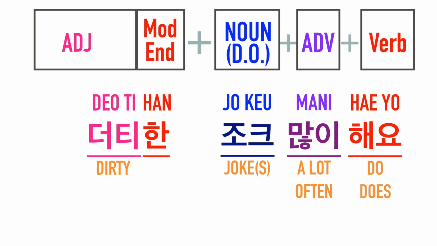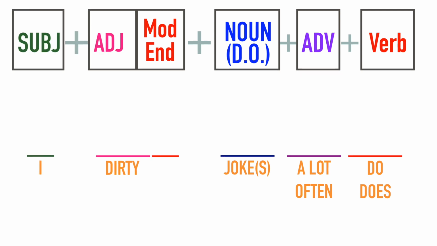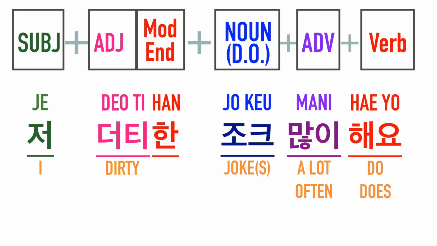And for practice, let's add the first person singular personal pronoun I at the beginning of the sentence as the subject. The first person singular personal pronoun in Korean happens to be quite similar to the French one, 저. So let's say I make dirty jokes a lot. This is certainly true in my case. Or I often make dirty jokes. 저 더티한 조크 많이 해요.